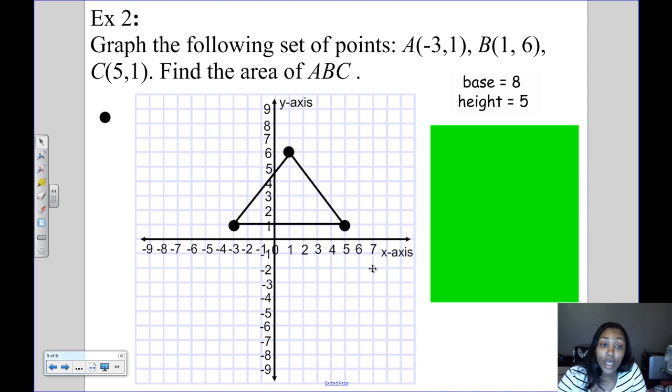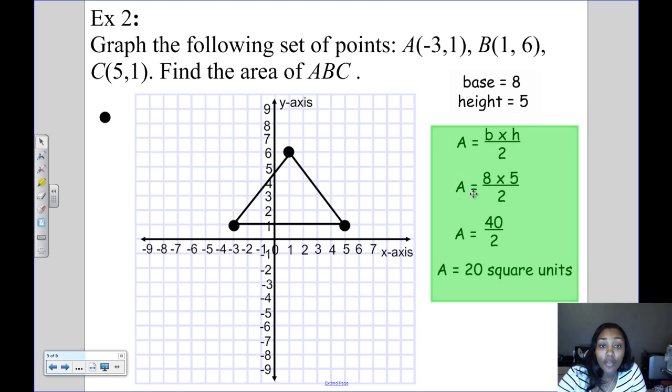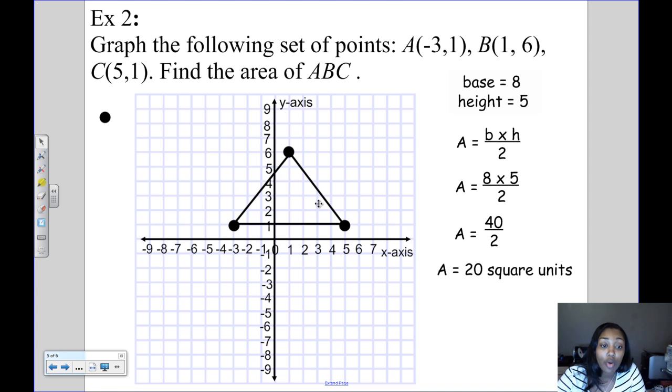If we know the base and the height, we can use our formula to find the area. To find the area of a triangle, we do base times height divided by 2. So we're going to do 8 times 5 divided by 2. 8 times 5 is 40, and 40 divided by 2 is 20 square units. So this triangle has an area of 20 square units. Another way we could have found the area is to count the squares on the inside, and again, it would give us 20 square units.